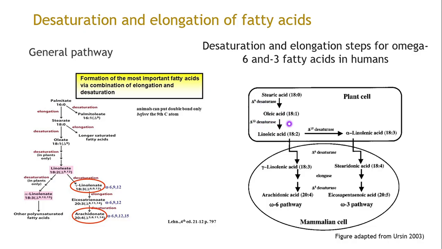Delta 12 desaturase has also oxidized the fatty acid again. Now it's having 2 double bonds. So now we are having our first double bond on carbon 9 and our second double bond on carbon 12. The same thing applies if we are having delta 15 desaturase. We'll be having our alpha linolenic acid, which is 18 carbons with 3 double bonds. These 3 double bonds, we'll be having one on carbon 9, carbon 12, and carbon 15.